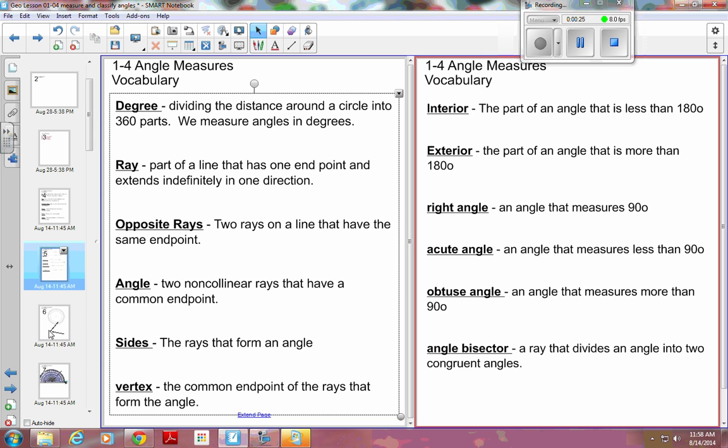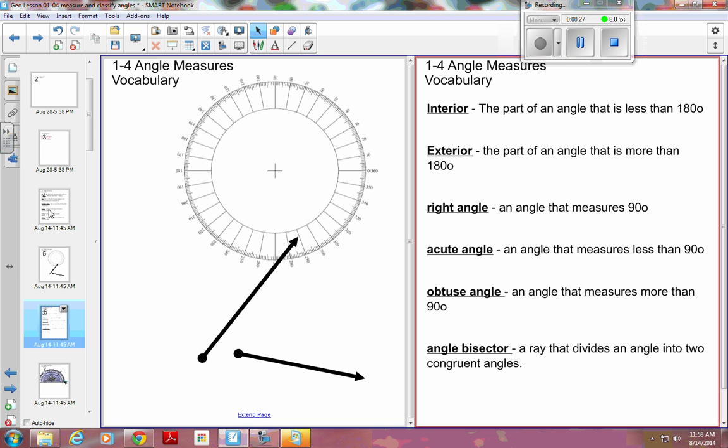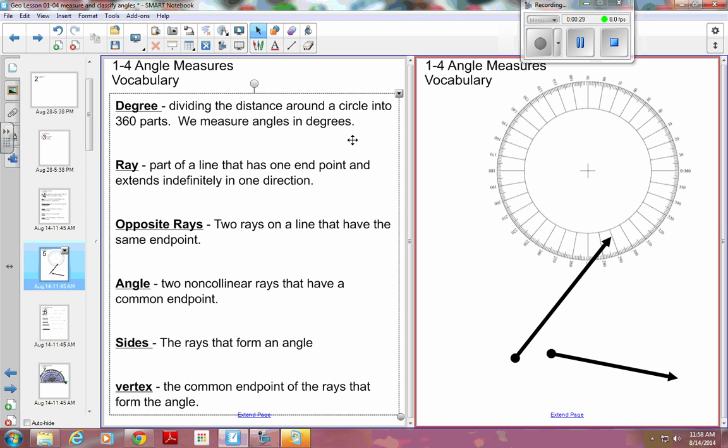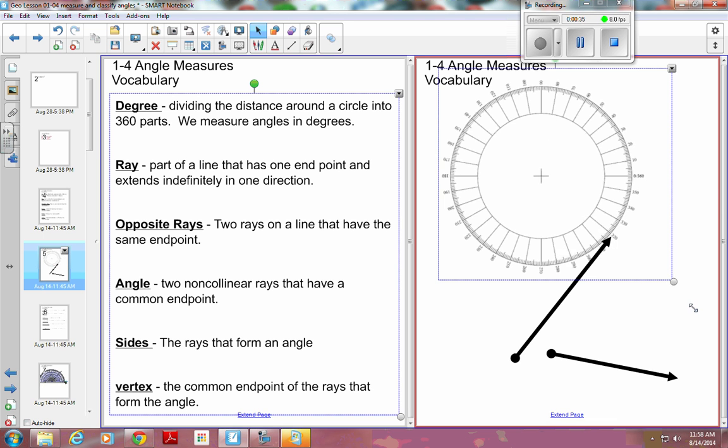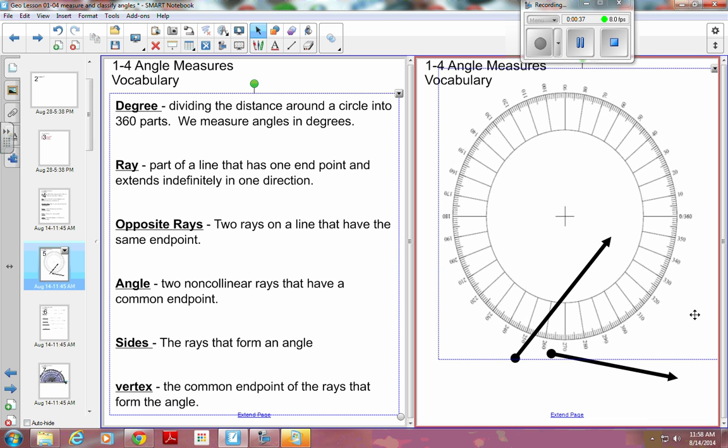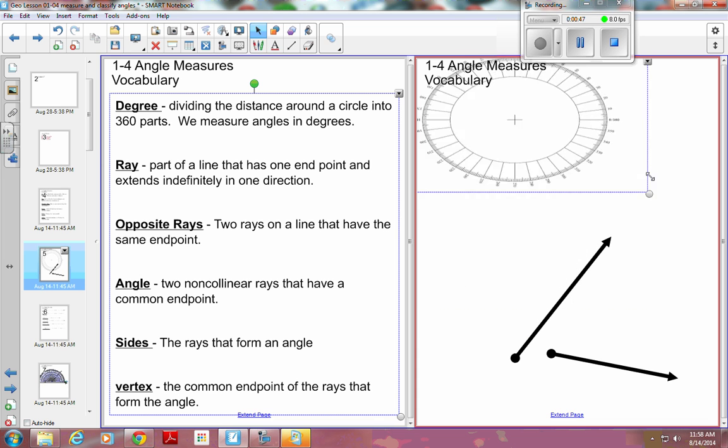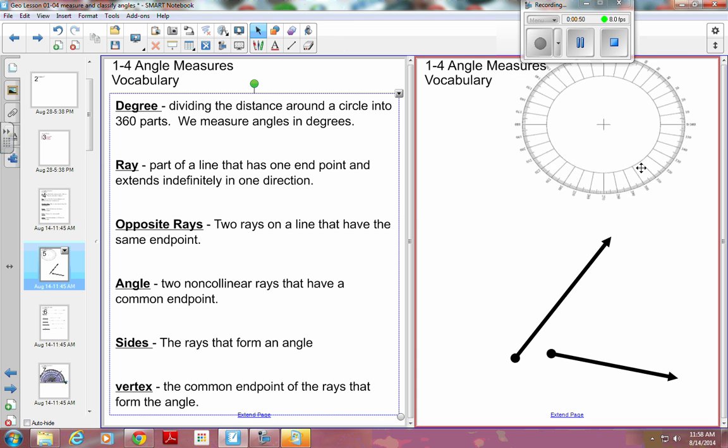Okay, let me rearrange this here so we can talk about it. So a degree. When you're talking about a degree, if you've got a circle and you take the circle and divide it up into 360 parts, you're going to see that each one of those forms a degree. So we've got 360 degrees in a circle. And that's how we start talking about angles. Again, I think you've dealt with degrees before.